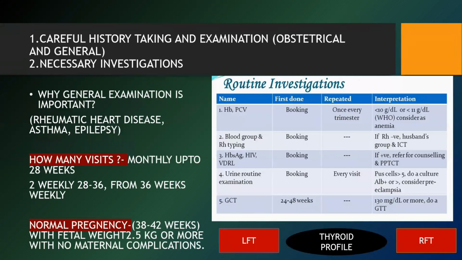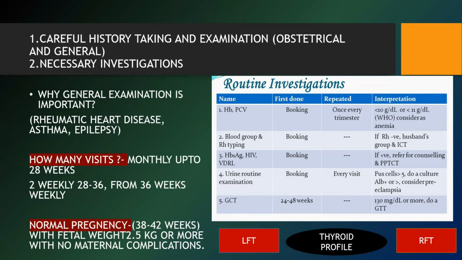What is antenatal care? Antenatal care includes careful history taking, examination, and ordering necessary investigations. Examinations include obstetrical and general examination. Why is general examination important in pregnancy? India is endemic for diseases like rheumatic heart disease, asthma and epilepsy. So we have to do a general examination.